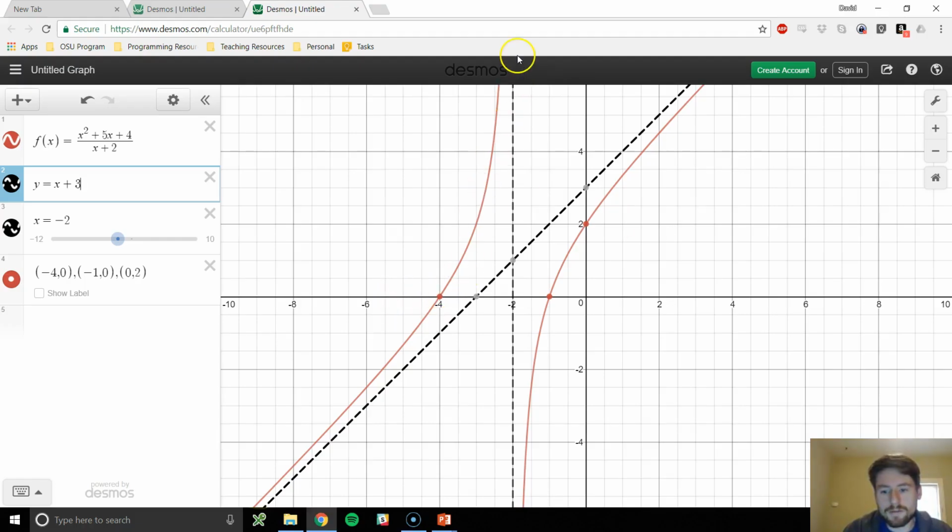And we zoom up to infinity as we approach this vertical asymptote on the left, and we go down towards negative infinity as we approach this vertical asymptote on the right. And so there's our graph. It's a nice little curvy, slanted rational function.